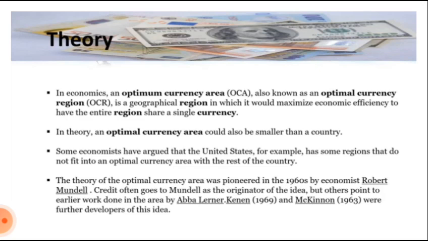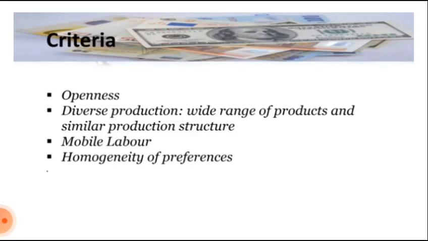So, in a general perspective, what is the optimal currency area? An optimal currency region is a geographical region in which it would maximize economic efficiency to have the entire region share a single currency. This is the motto of the optimal currency area: it shares a single currency. Let me introduce the criteria of the optimal currency area, as this theory follows certain criteria.